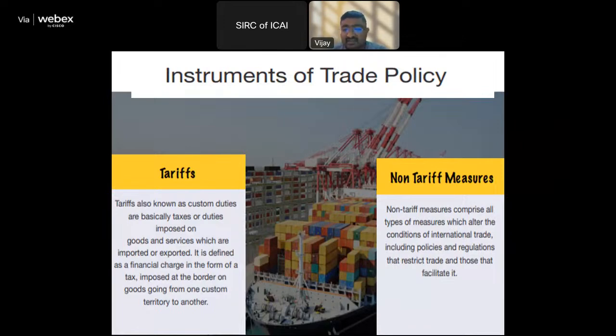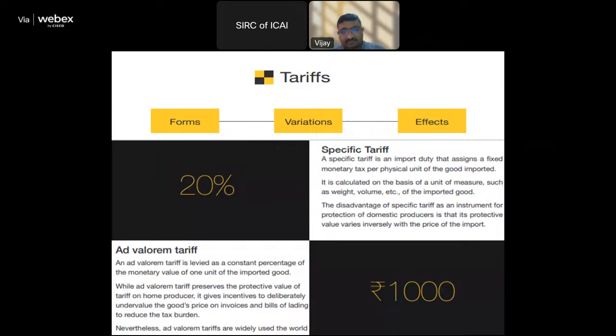Non-tariff measures are other than tariff, for example, phytosanitary measures, labeling, or origin measures, where the goods are exported from, whether I can import the goods from that nation or not. That will amount to non-tariff measures.